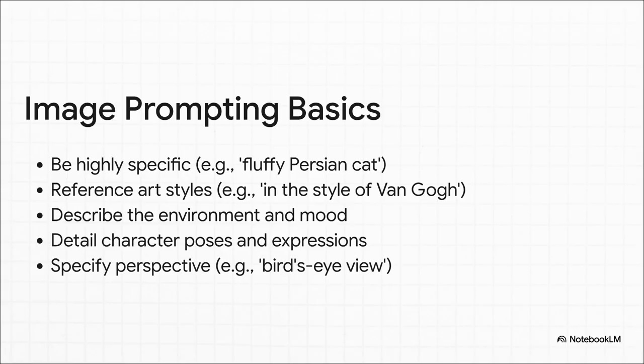You have to start thinking like a painter or a film director. Your prompts need to be packed with detail. Don't just say a cat, right? Say a fluffy Persian cat. You can reference art styles, like in the style of Van Gogh. Describe the setting, the mood, even the camera angle. The more descriptive you are, the closer the AI is going to get to that picture you have in your head.